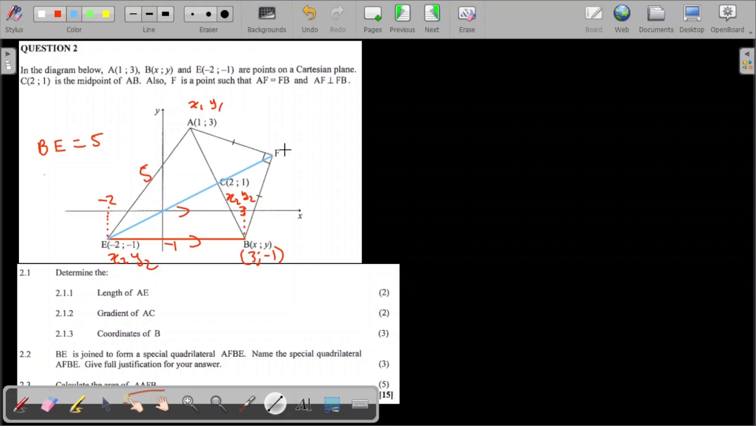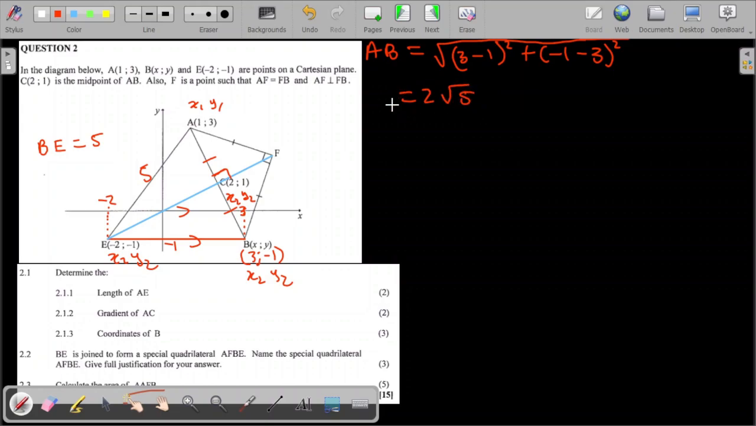Remember, if this is a kite, this diagonal line that I'm drawing here is telling me that this angle here is going to be 90 degrees, because they bisect at 90 degrees. And also remember that this is equal to this, because we were told that C is the midpoint of AB. So if I can calculate the length of AB: this is y1, and this is my x2, y2. So x2, which is 3, minus x1, squared, plus y2, which is -1, minus y1, which is 3, squared. If you punch it in your calculator, we're probably going to get 2 square root of 5. Now this is my AB.